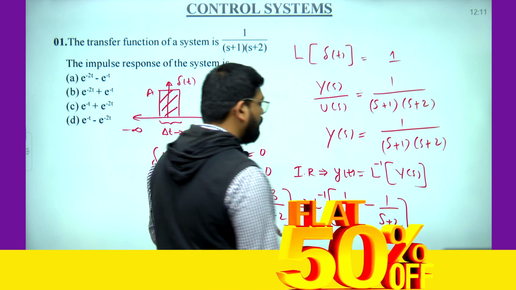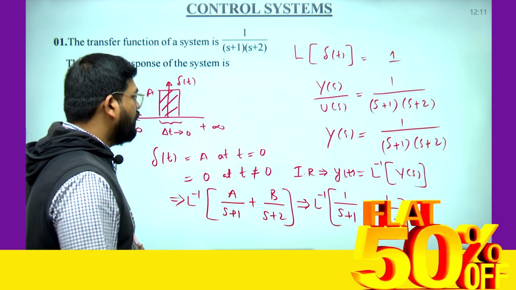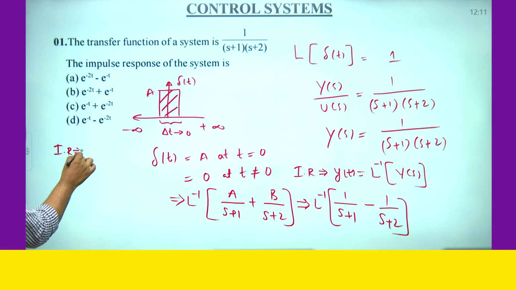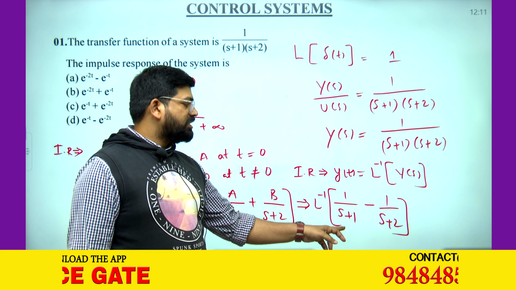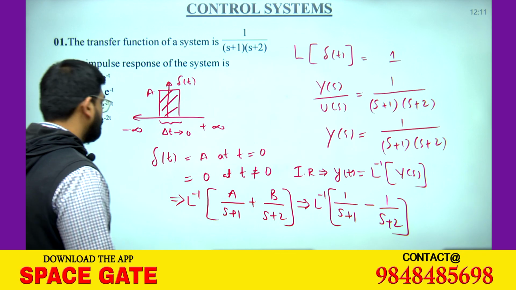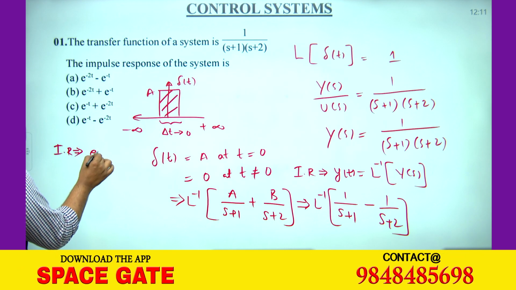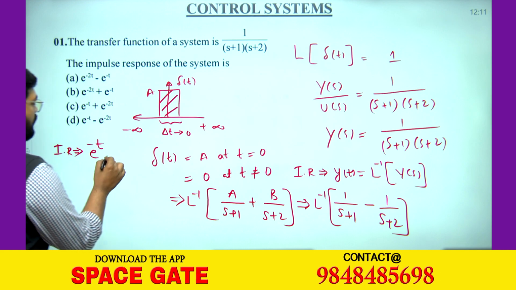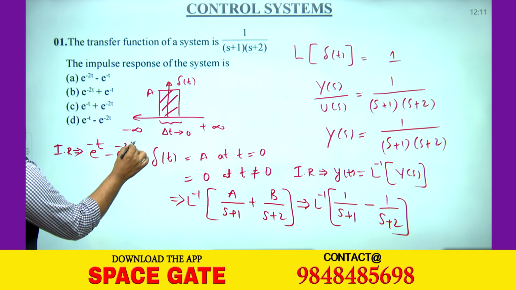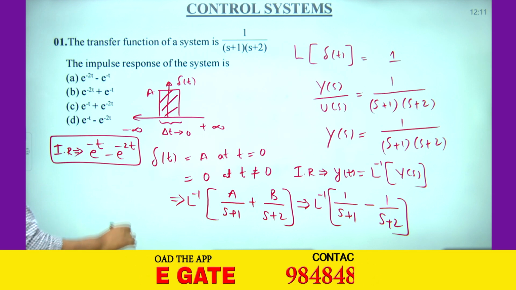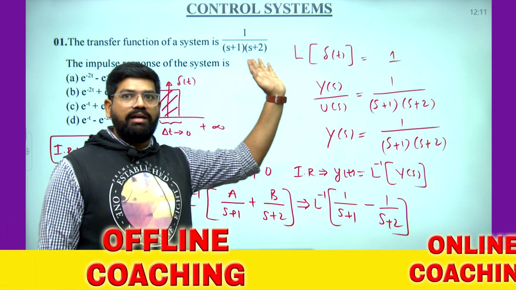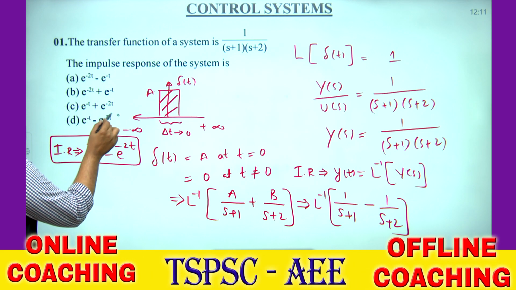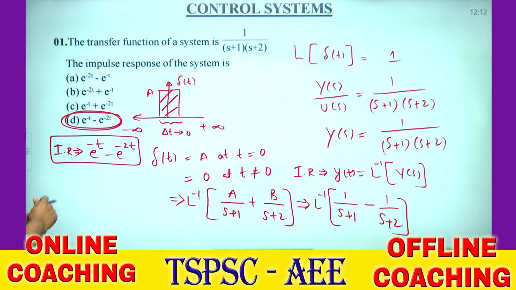Now if we apply the inverse Laplace transform, the impulse response is: 1 by (s plus 1) gives e power minus t, so we get e power minus t minus e power minus 2t. This is the impulse response. Directly, if you find the inverse Laplace transform of your transfer function, that gives its impulse response. This will be the matching option for our result.